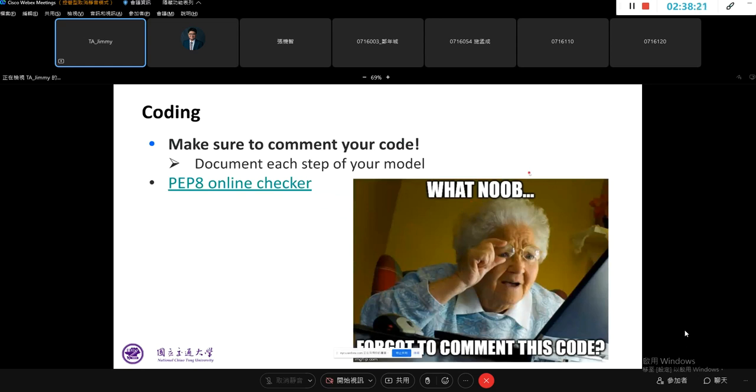So for the coding assignment, you need to make sure to comment your code. I just want to note that in this homework, the complexity will be more complicated compared to the previous homeworks. You need to document each step of your model. Otherwise, if the TA cannot understand your code, we cannot score your code. We need to make sure that your functions implement all the components we want.